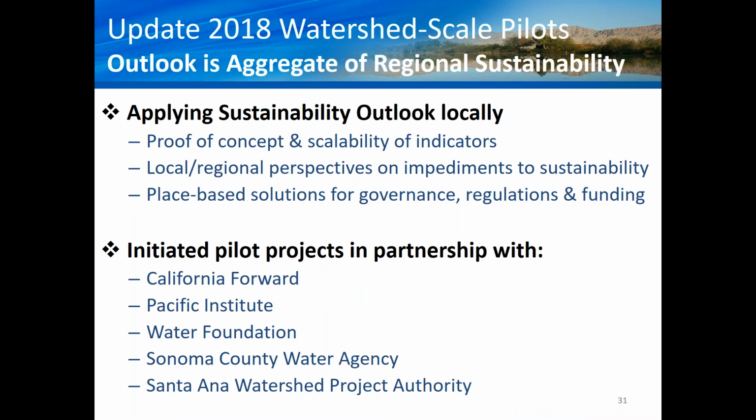And for this update of the water plan, we have the ability to partner with a number of entities. They're listed on the bottom of this slide: California Forward, Pacific Institute, the Water Foundation, Sonoma County Water, and Santa Ana Watershed Project Authority, and ask them to try to apply in some way the sustainability outlook to the work that they have and plan to do. And there are supporting documents, again, of those 29 that document these pilot projects. This was kind of to put our toe in the water and see if and how a tracking framework could be applied at a regional, local scale in a way that makes it consistent, that could be rolled up and reported in a statewide presentation through the California Water Plan.